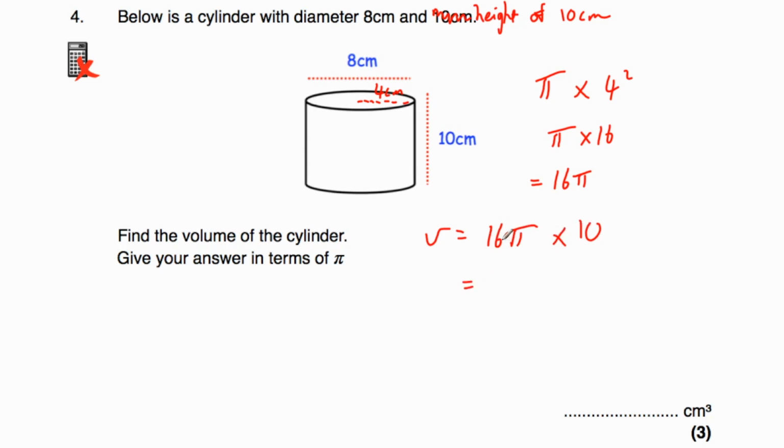Whenever we do 16 pi times 10, we can do 16 times 10, that's going to be 160 pi. So the answer would be 160 pi centimeters cubed. So the answer is 160 pi. And that's it. That's our answer in terms of pi.